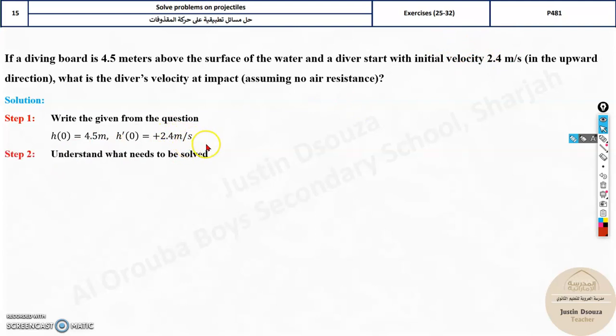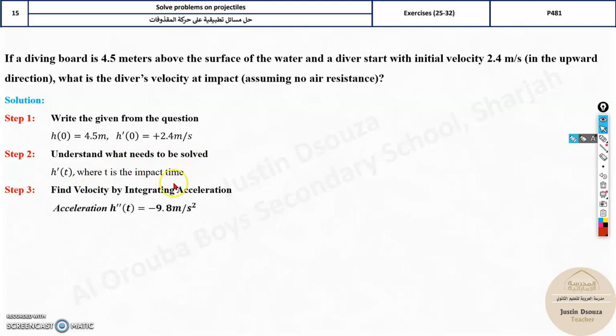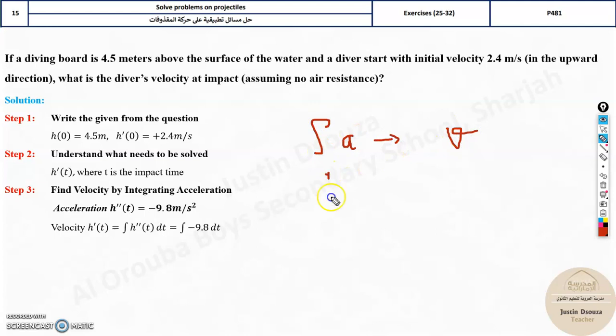Next, you need to understand what needs to be solved. That is h dash of t, at t equal to the impact time. Now we know the acceleration due to gravity is negative 9.8 meters per second squared. All you need to do is integrate this and you will get the velocity. Integration of acceleration gives you velocity, whereas integration of velocity gives you the position.